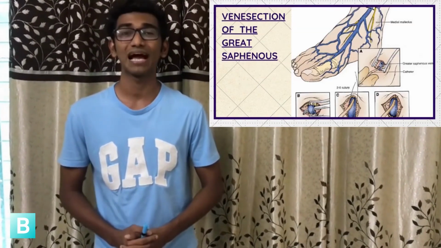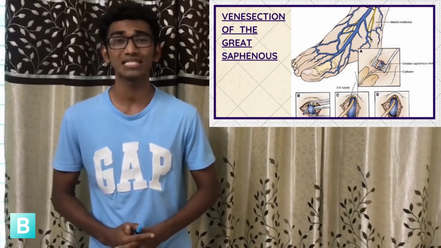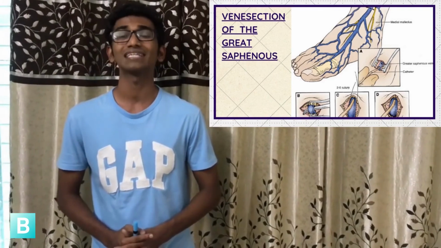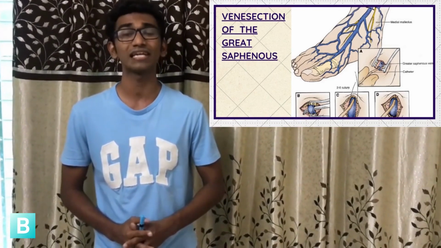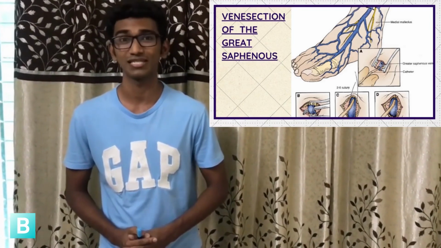The second one which we have is the venesection of the great saphenous vein, which is one of the most preferred sites of venesection, as a cannula can be inserted directly right in front of the medial malleolus and IV fluids can be given in cases of emergency.